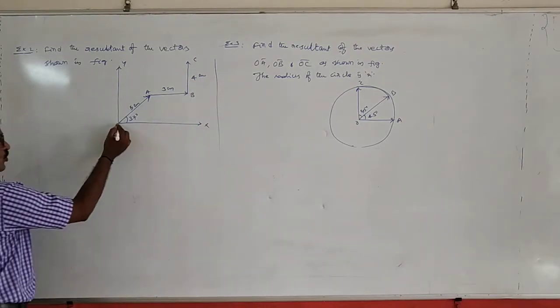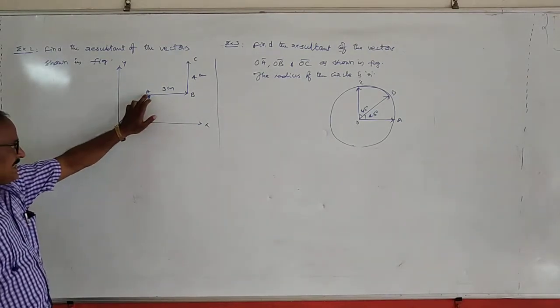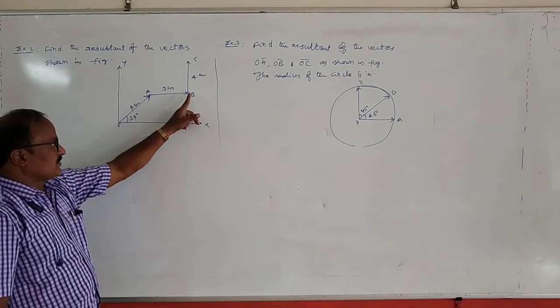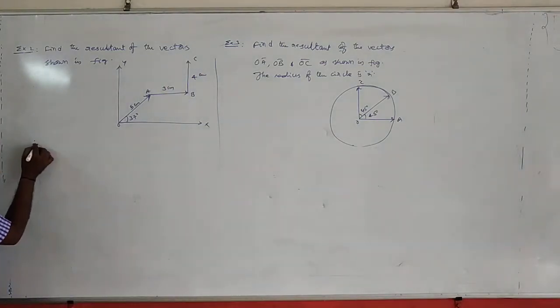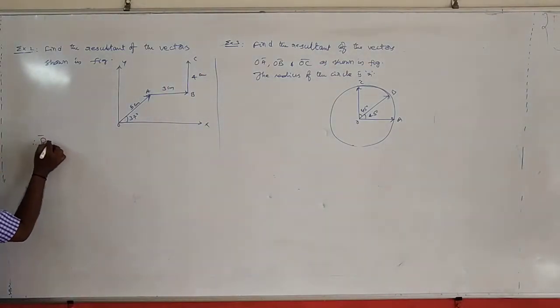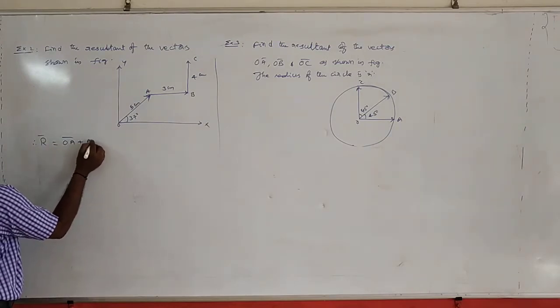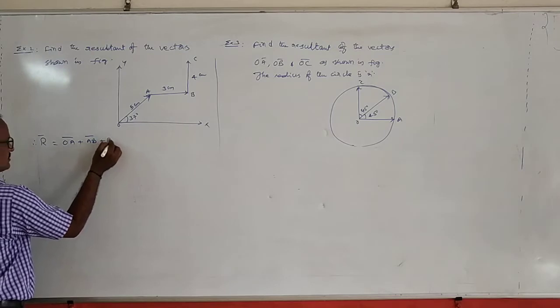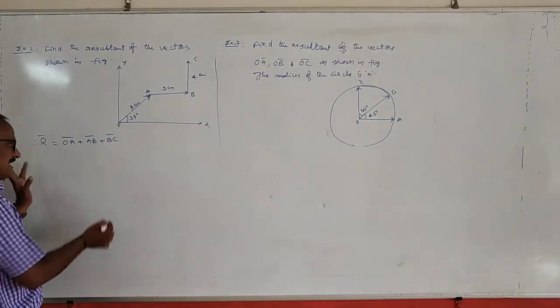Let OA bar be one vector, AB bar another vector, and BC bar the third vector. The resultant of all these vectors is R bar, which is equal to OA bar plus AB bar plus BC bar. Right? So what is the value of OA bar?